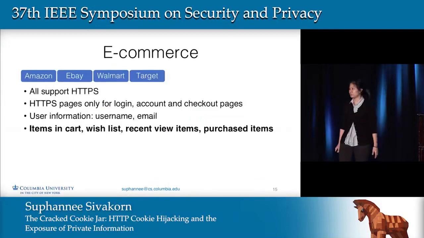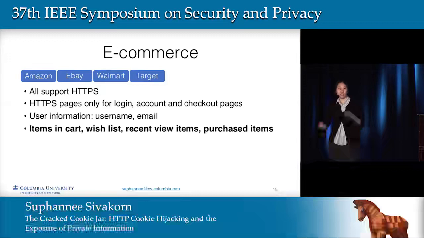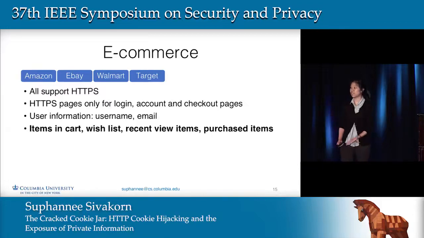We also looked into e-commerce websites. We found that Amazon, eBay, Walmart, and Target all support HTTPS, which is absolutely good, but they support HTTPS only for the logged-in account and checkout pages. The rest of the pages are all HTTP. That's why we get a lot of information. We get username, email, even items in the cart, the wish list, recommended items, and of course purchased items as well. We definitely don't want something like this to be leaked out.